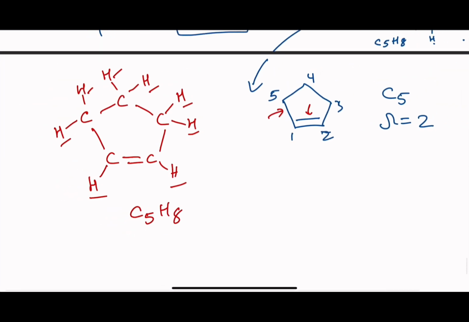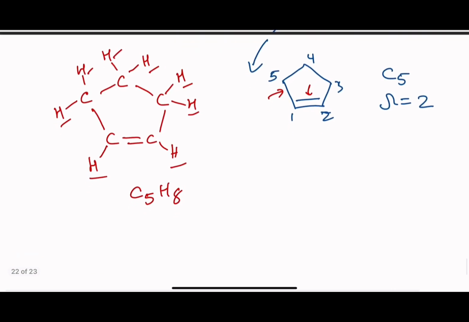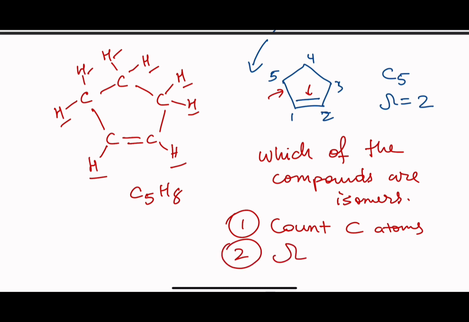This is another isomer. So when they are asking you which of these compounds are isomers, first thing you do, count carbon atoms, and then find the number of unsaturation. Which will give you the right answer.